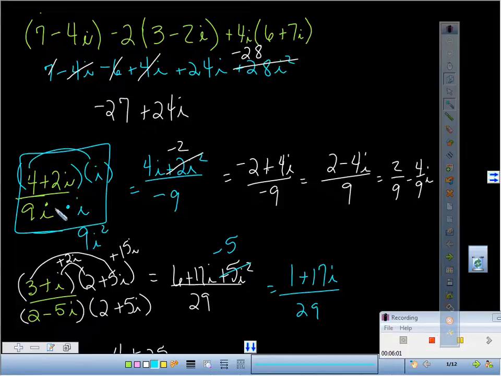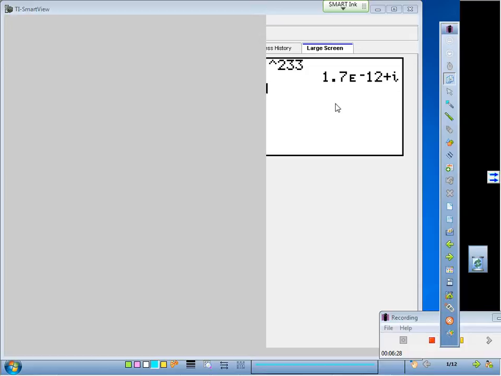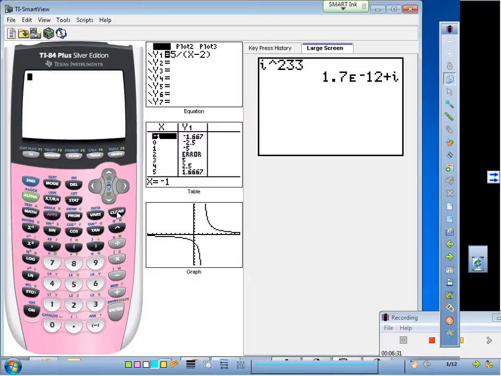It'll just say you have an error, or it won't do it. Okay? It won't do it. So you have to use the division sign in order to give it to the calculator. And remember that on a calculator, you see 4 plus 2i over 9i. Watch what it's going to look like, because it does look funky.